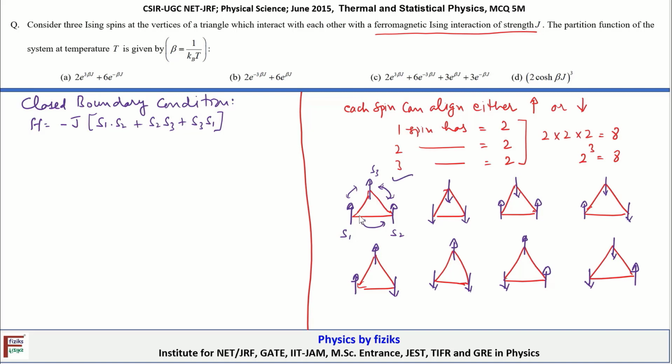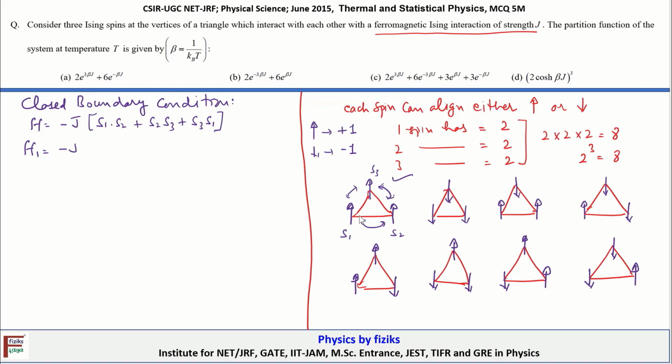So S1 and S2, both of the spins, are pointing in the upward direction, and I will assign a number +1 for the spin pointing in the upward direction. That means if the spin is pointing in the upward direction, I will take it as +1, and if it is pointing in the downward direction, I will assign a number -1 to the spin. Okay, so for the first case I am calling the interaction energy H1.